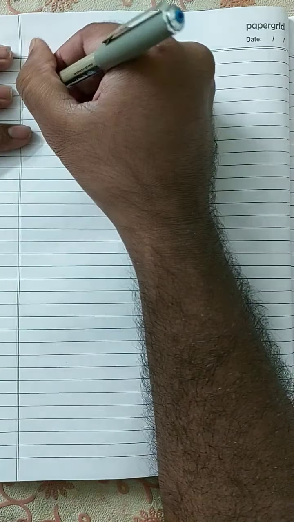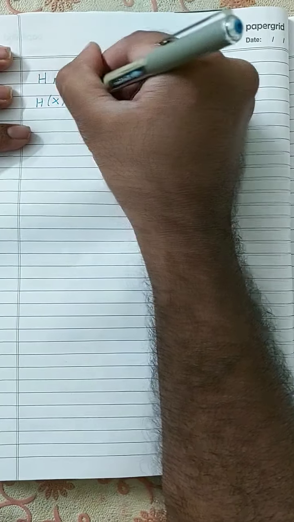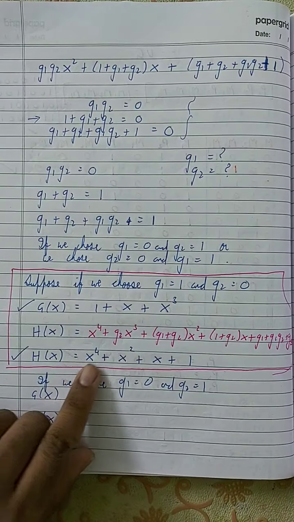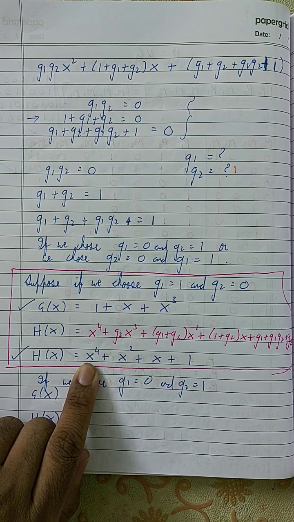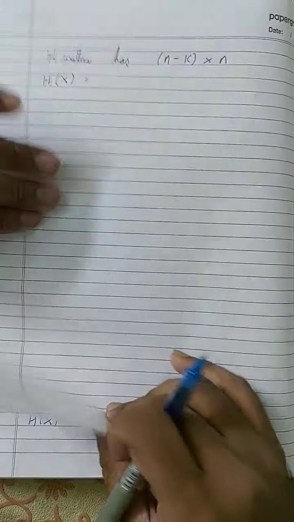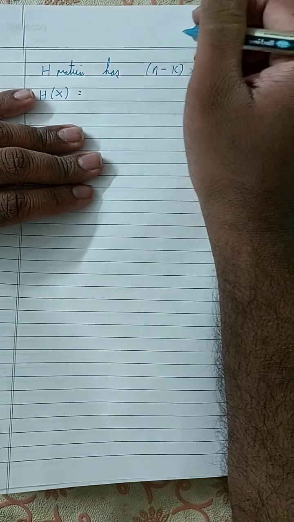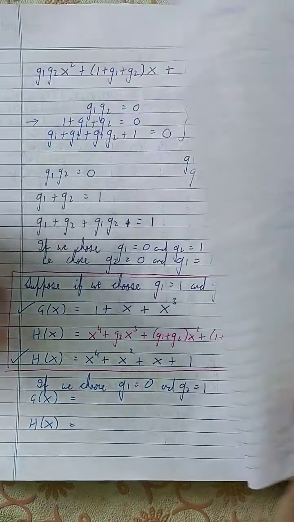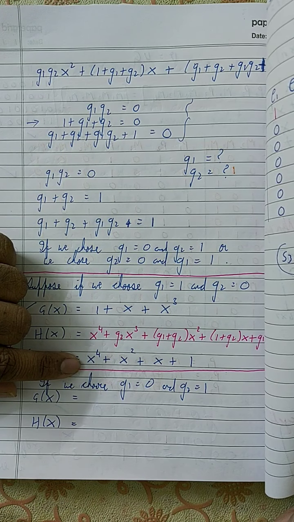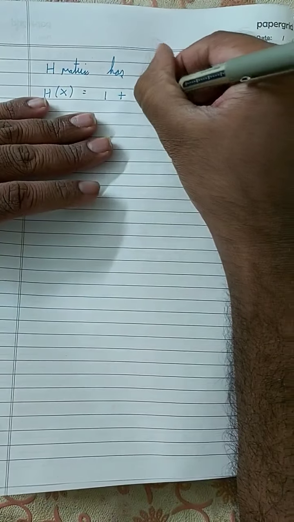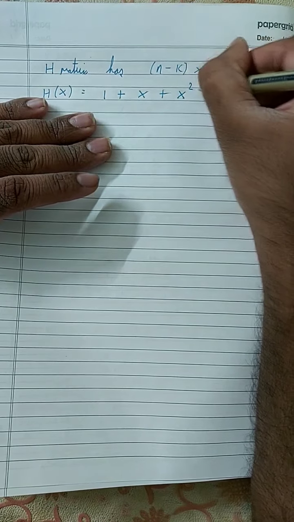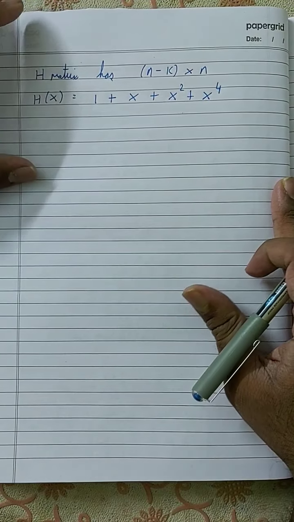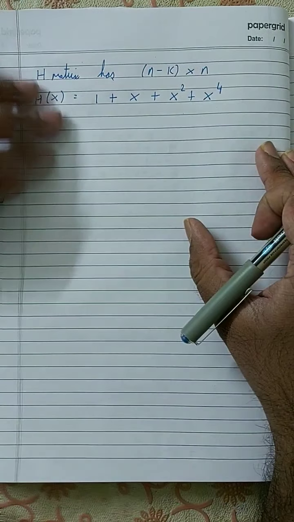So let me write the H matrix. The value of my parity check polynomial that I have already found out was this. This is my parity check polynomial. Let me write it in the normal way. That is 1 plus x plus x square plus x raised to 4. Let me write it the normal way, and then I will tell you how to write it.